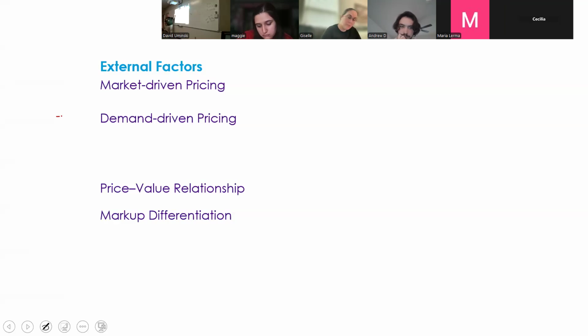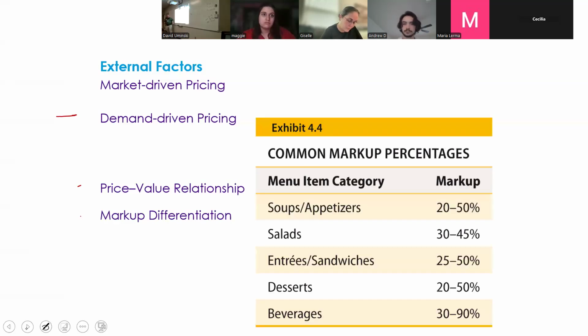Okay. So demand pricing, those are external factors that we don't really have any control over. Price value, we already talked about. And then markup differentiation basically means there's a difference in what we can sell our items for as far as the percentages of the markup that we sell. And a lot of it has to do with the cost of the ingredients.